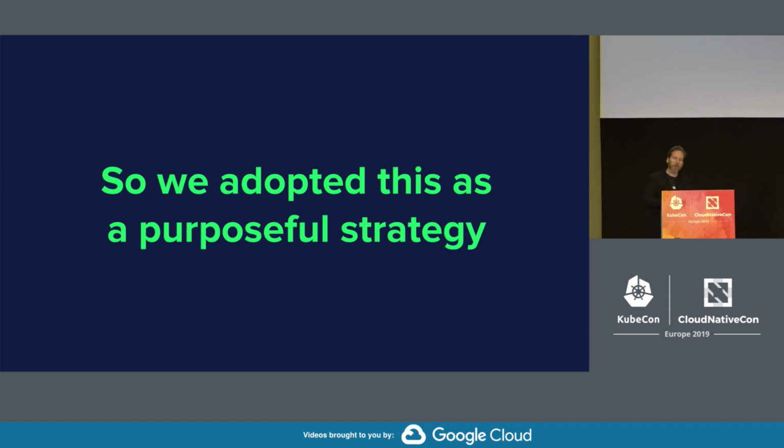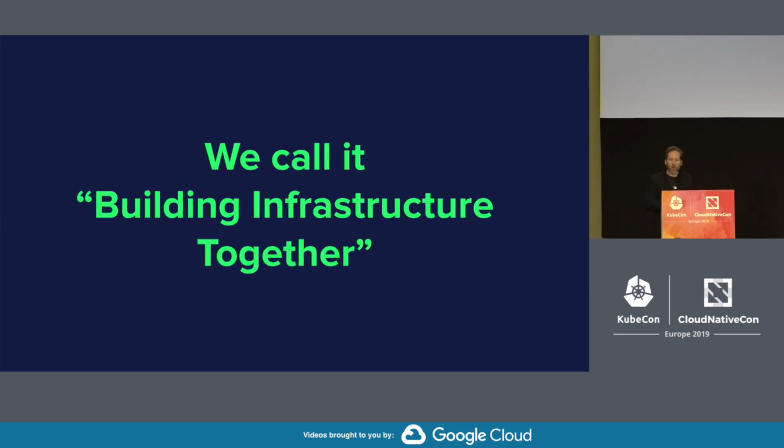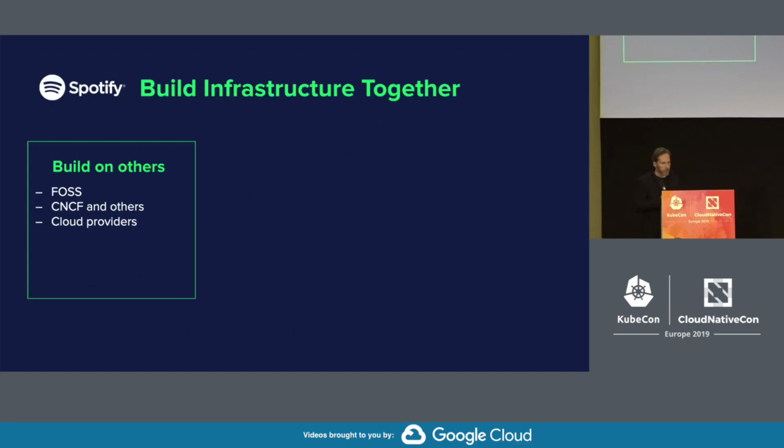So this led us to adopt a very purposeful strategy on this, that we've invested very heavily in our infrastructure teams and on our platform at large. We call this building infrastructure together. And basically, in fleshing out this strategy, it has 3 particular ways of how we build things.